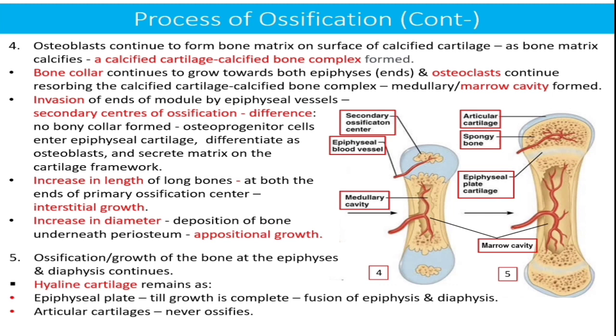In the fifth step of the process of ossification, ossification or growth of the bone at the epiphysis and diaphysis continues. The hyaline cartilage remains as the epiphyseal plate till growth is complete, that is, fusion of epiphysis and diaphysis. And articular cartilages remain as such as they never ossify.